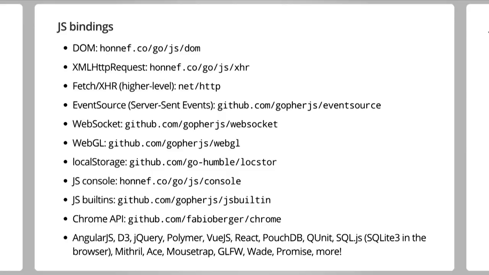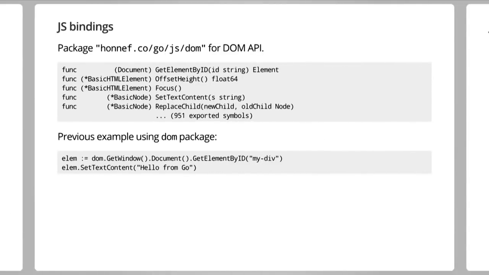So there's already a lot of them created. There's bindings for DOM, XHR, fetch, EventSource, WebSocket, too many to name. And let me just show you a few of them. So here's the dom package that gives you the entire DOM API. There's a lot of symbols there. And it kind of allows us to write the previous example in a slightly shorter way that's a little bit more type safe, friendly for auto completion.